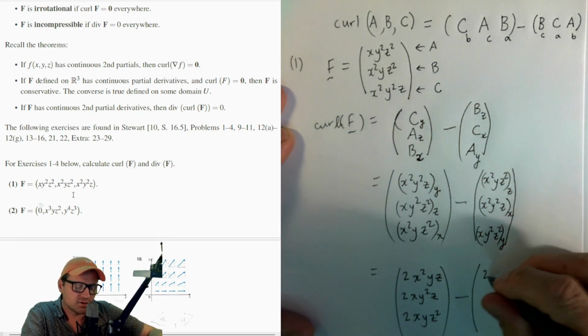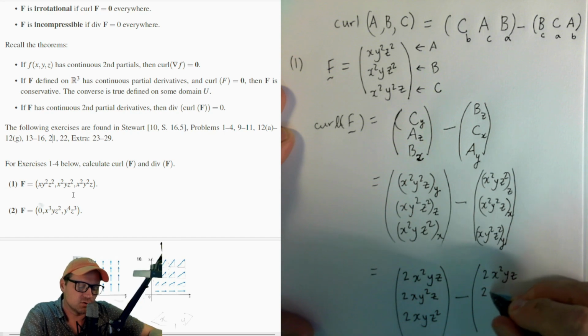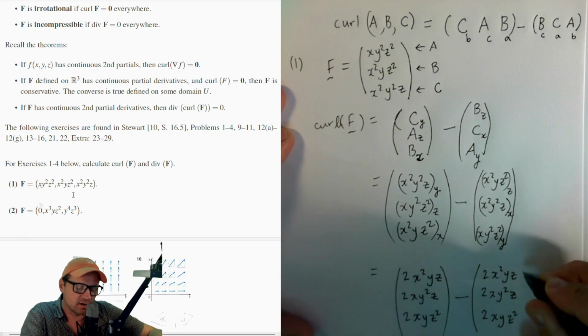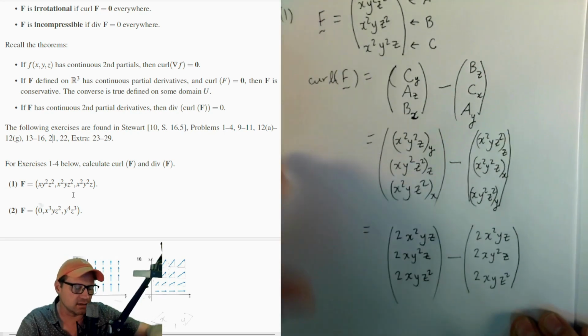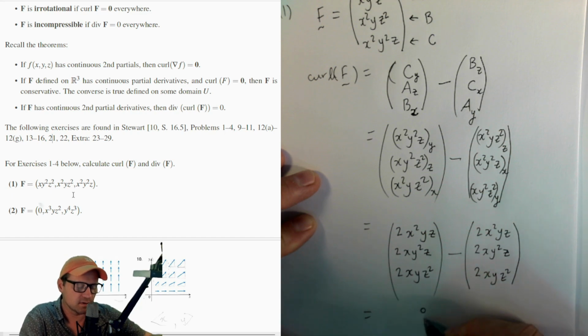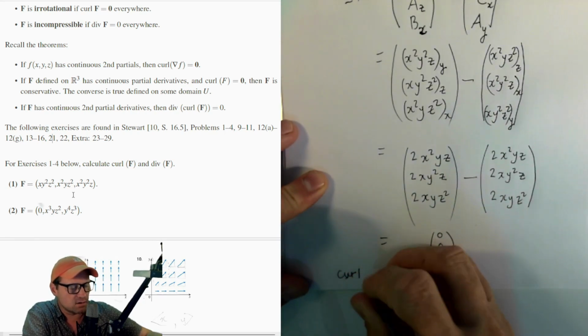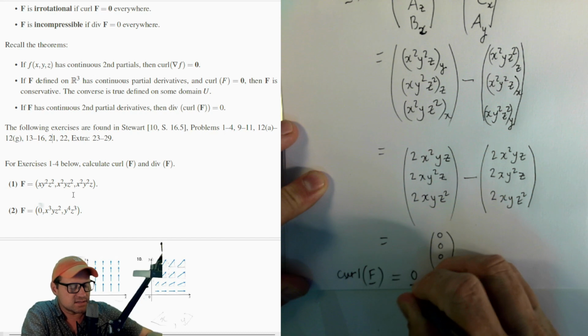We have 2x²yz, then we have 2xy²z, and then we have 2xyz². Okay, and now subtracting, these two are the same, so we have 0, these two are the same, so we have 0 there, and these two are the same, so we have 0 there. Now this is the 0 vector, so what we see then is that curl of f is the 0 vector.